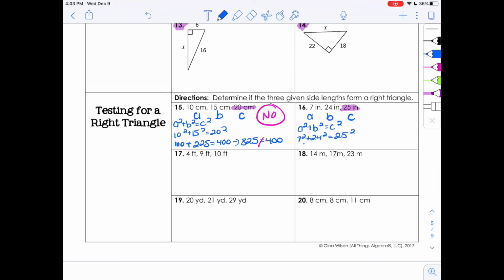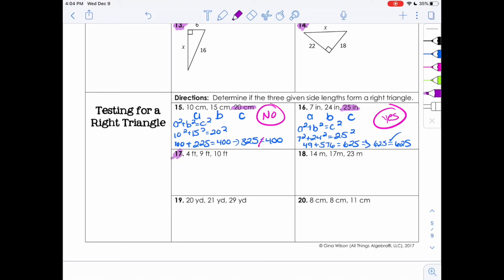7 squared is 49 plus 24 squared, I would need a calculator for, is 576 equals 25 squared, again, a calculator can be used, is 625. Now 49 plus 576, I can put that in a calculator. I get 625 equals 625. So this one does create a true statement. So that means yes, these three sides could form a right triangle.